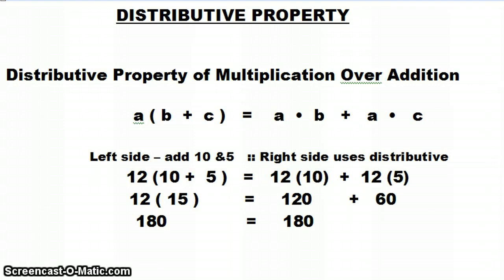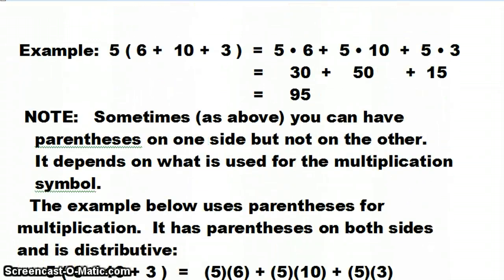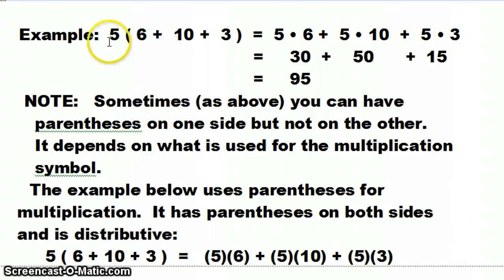Sometimes we're going to have to use the distributive property when we don't know the value of something in the parentheses. Our next example has the grouping, and it shows where 5 is multiplied by the quantity of 6 plus 10 plus 3. So if we added those together, we would get 5 times 19. On the right-hand side, though, we can take the 5 times the 6, and the 5 times the 10, and the 5 times the 3. If we do this, we get 5 times 6 is 30, 5 times 10 is 50, and 5 times 3 is 15.